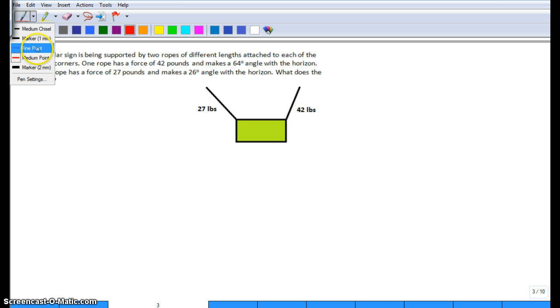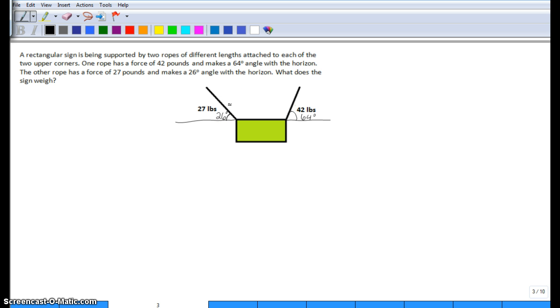So if we look at this in a vector format, it says 42 pounds makes a 64-degree angle. So that means this here is 64. The other rope is 27 pounds and makes 26 degrees. So this is our 26 degrees.